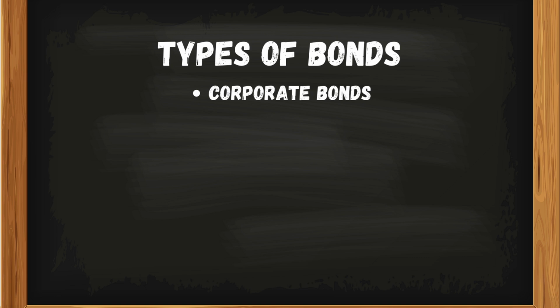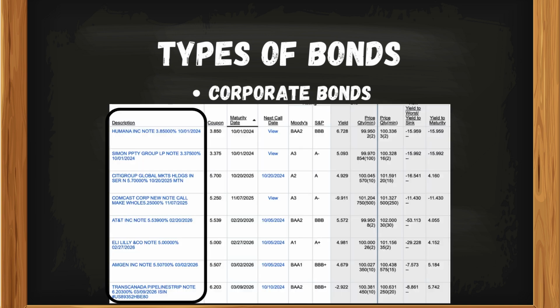Next, we have corporate bonds. Corporate bonds are issued by companies to raise capital for various purposes. These can be higher yielding than government bonds, but they also come with more risk, especially if the issuing company has a lower credit rating.